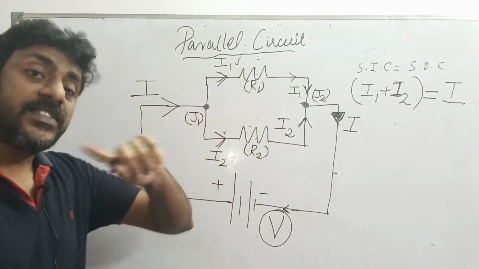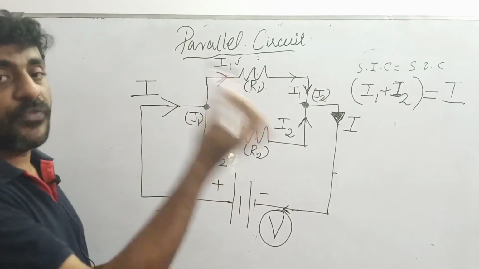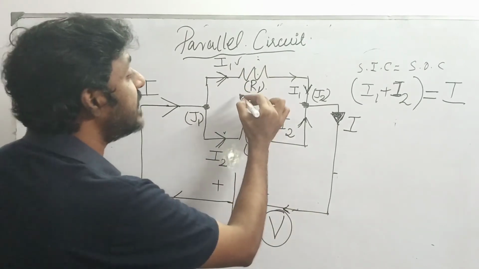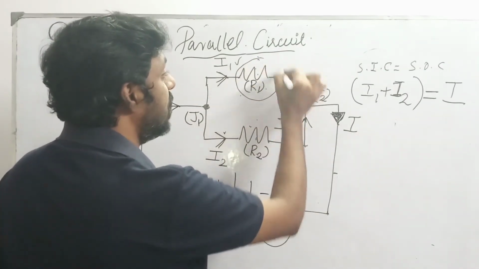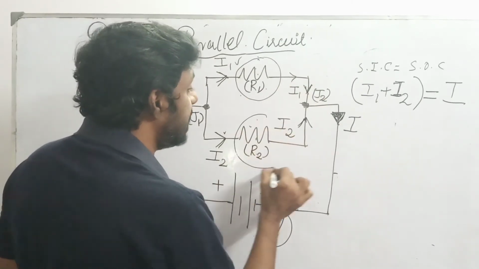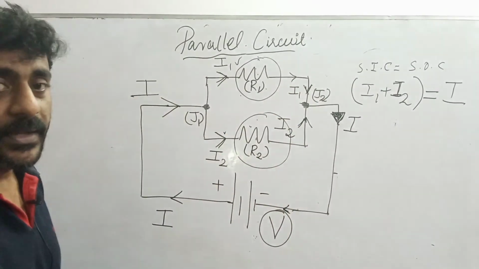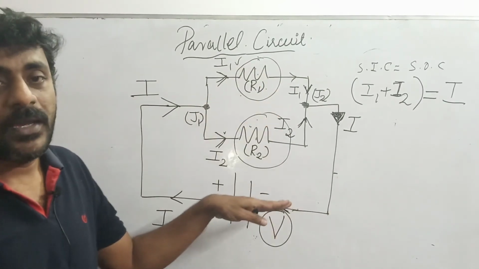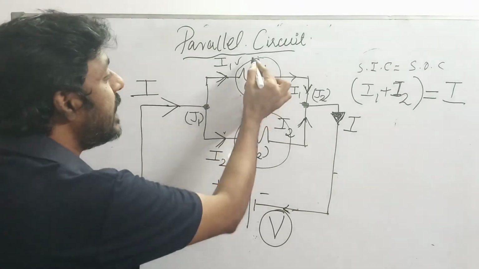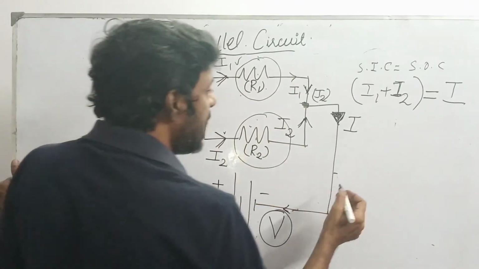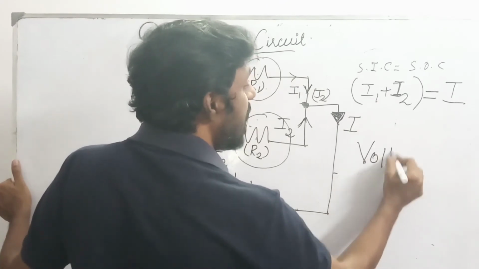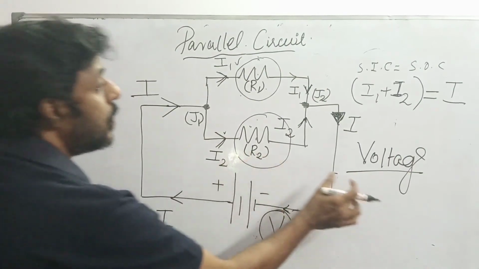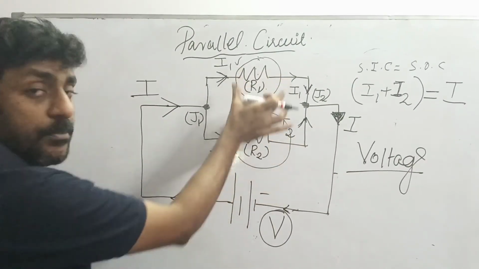Okay, now how about the voltage? What I told is, in a series circuit the voltage value will be different, but as far as a parallel circuit is concerned, the voltage will be the same. So the voltage that is developed across this resistor will be the same as the voltage that is developed across this resistor, right? How you can express this mathematically, I am going to teach. So in a parallel circuit, as far as voltage is concerned, the voltages will be the same.